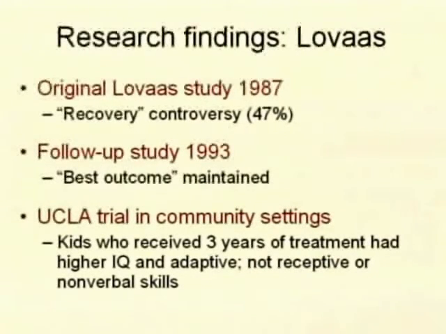So Lovaas is often controversial because of some of the components of the Lovaas intervention that were initially around. But also the original Lovaas study, the one you often hear about, from 1987, had 19 kids who got the Lovaas intervention and 19 who didn't. And they found that about 47%, quote, recovered. Now, they've backed off from that word recovered, but what it really meant was that they had average IQ and Vineland scores, and their teachers described them as indistinguishable from other students. Follow-up studies found that the same group of kids maintained their best outcome results. And then when it was replicated and implemented in more of a community setting, so it wasn't done at UCLA, it was done by community service providers, they had higher IQ and adaptive skills, but their receptive language and nonverbal skills didn't exactly meet that best outcome status.